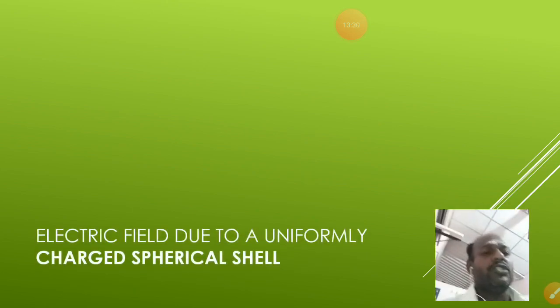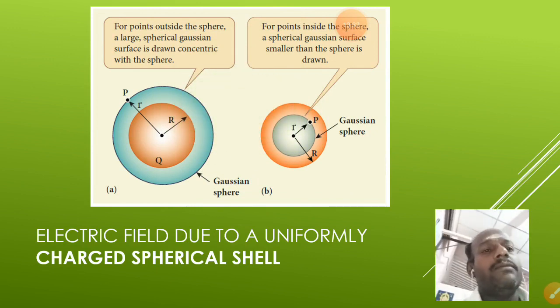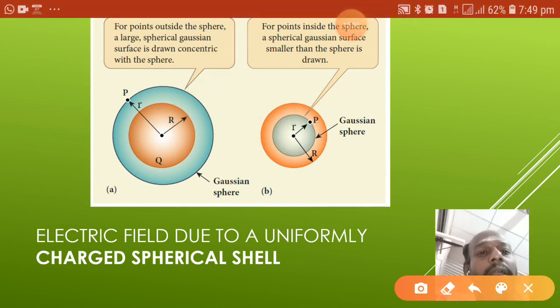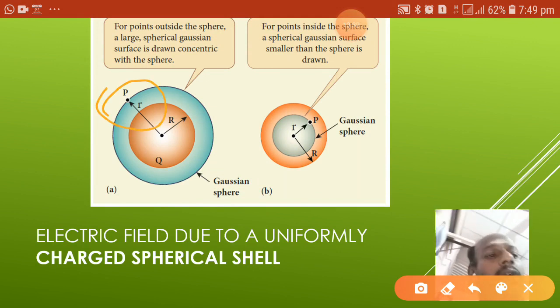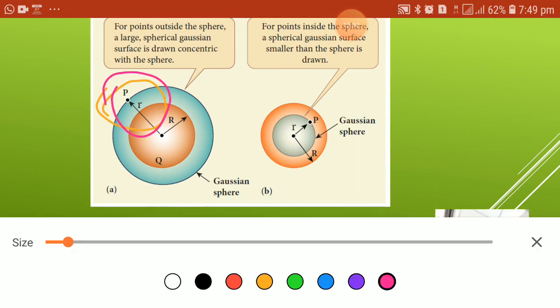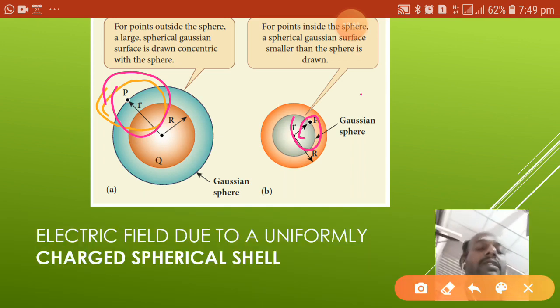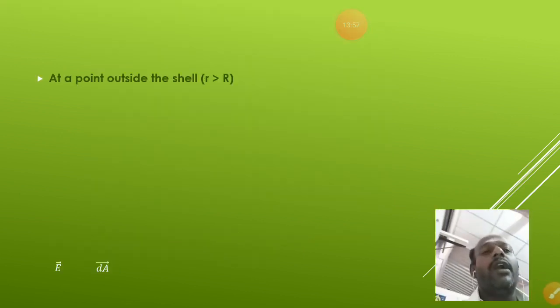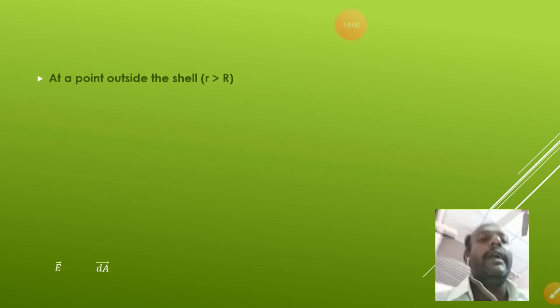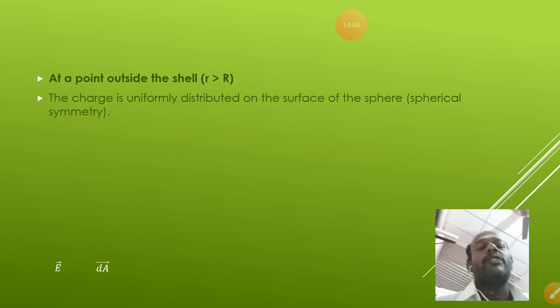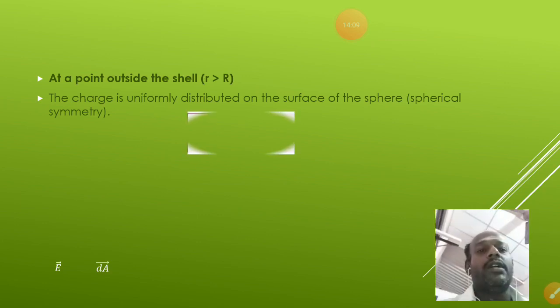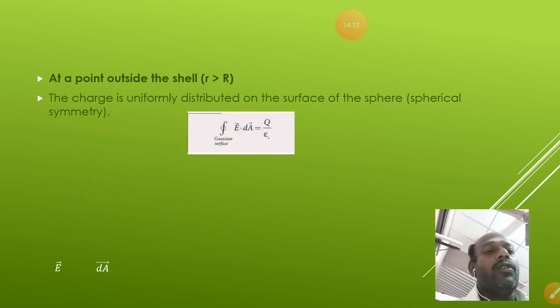Next, the uniformly charged spherical shell. Look at the diagram. In this diagram, we are going to discuss points: one lying on the spherical surface, one inside the shell, and another outside the shell. It is obvious that when the point is outside the shell, the electric field will be radially outward, especially when the charge is uniformly distributed. So the integral of E dot dA will be equal to Q by epsilon naught.